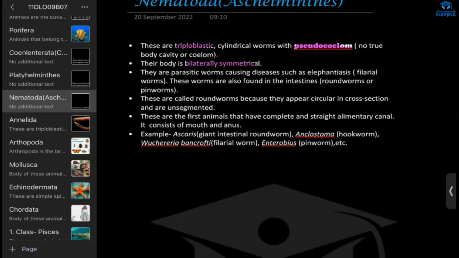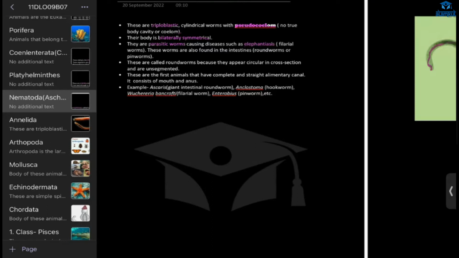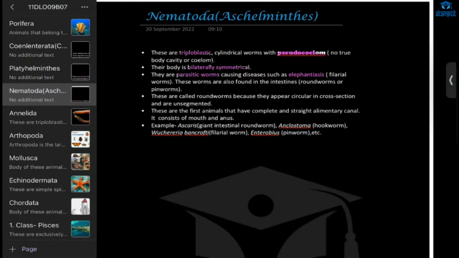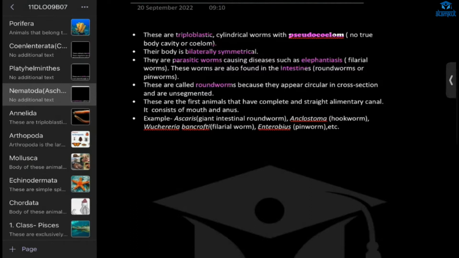And they are what? Parasitic worms. And they cause what? They will cause diseases like elephantiasis. Okay. Have you seen anyone with large legs, because of this worm? And they are also found in the intestine. They are called round worms because when you cut this, they will appear circular, and they are unsegmented. They don't have any segments.